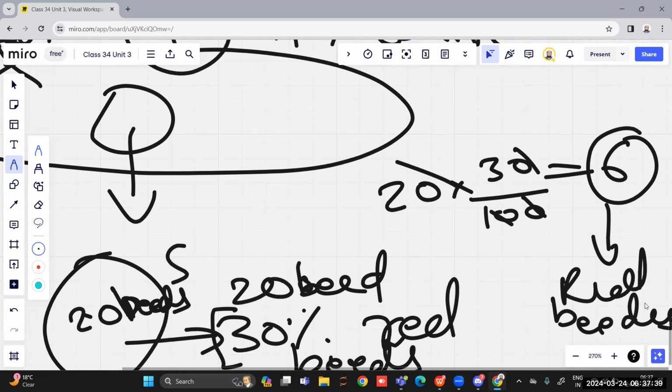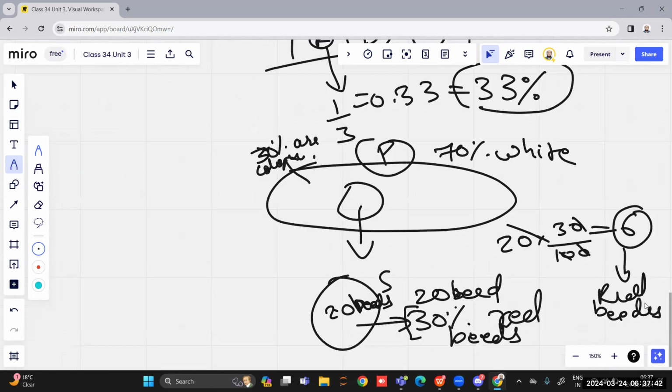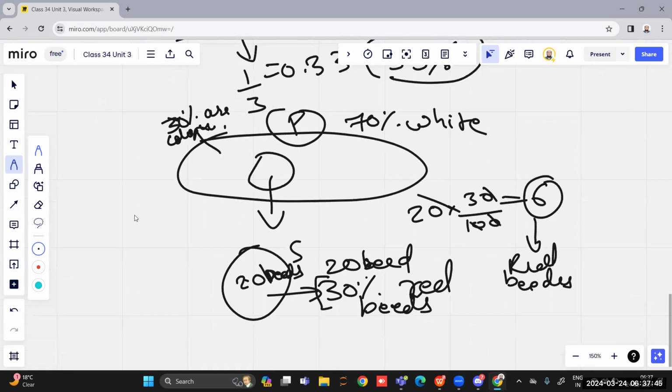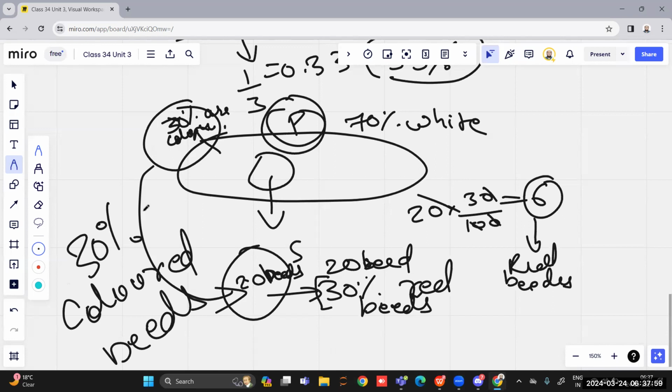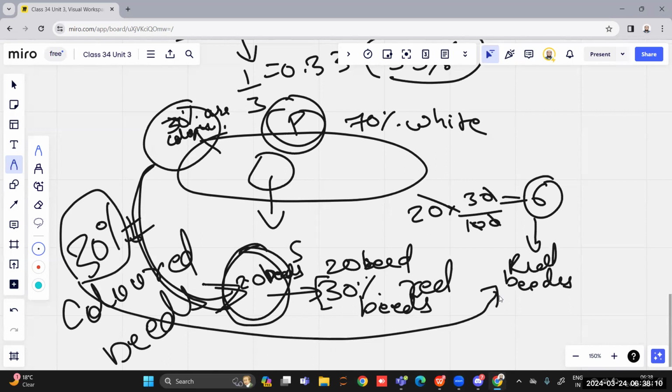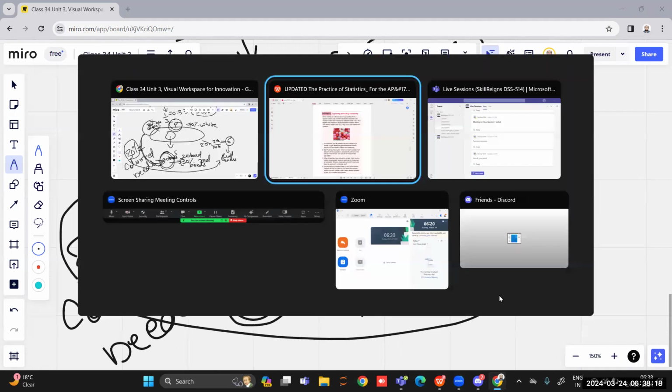In different samples, it may be that the sample contains 30%. As there are 30% colored beads in the population, there will be a figure near to 30% in the sample also, plus or minus. But it will not necessarily be the case that 30% will be red. It may be a mixture: it can be 30% blue beads, or 30% yellow beads, depending upon the sampling.